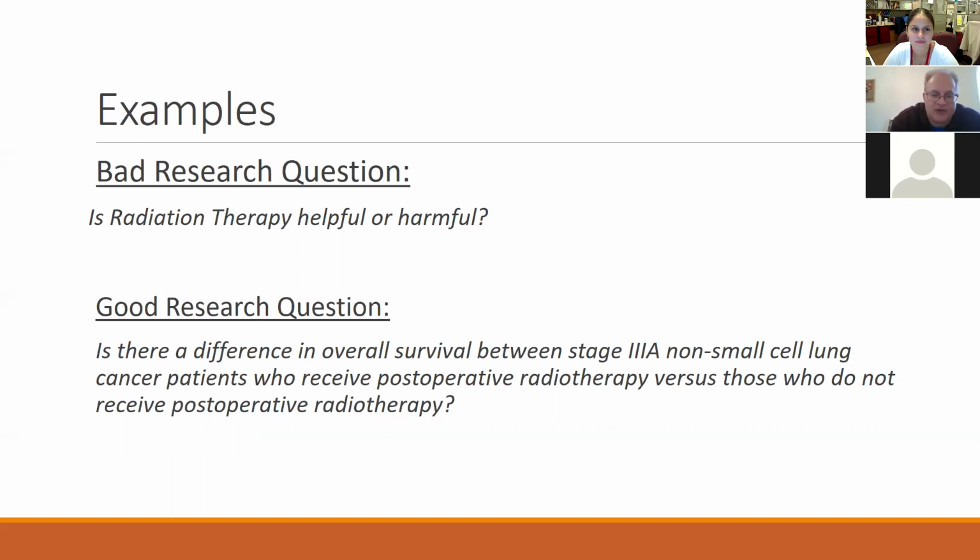So obviously, if an investigator came in to meet with a statistician and they said, I'm doing a study on a particular type of radiation therapy, I want to know if it's helpful or harmful, that would not be your primary aim in the protocol. The actual primary aim might be very specific. Is there a difference in overall survival? Overall survival would be your endpoint between stage 3A non-small cell lung cancer patients who receive postoperative radiotherapy versus those who do not.